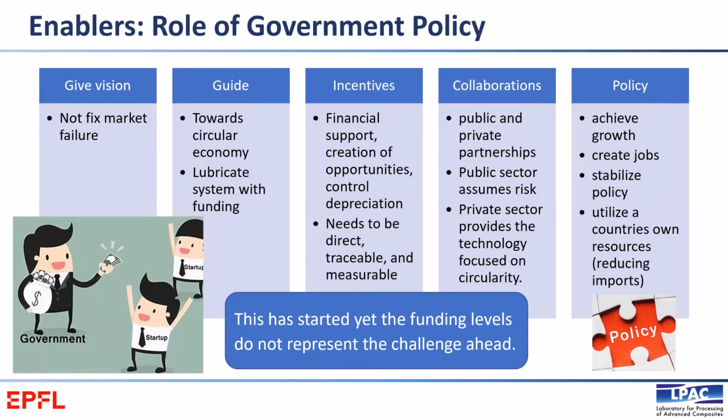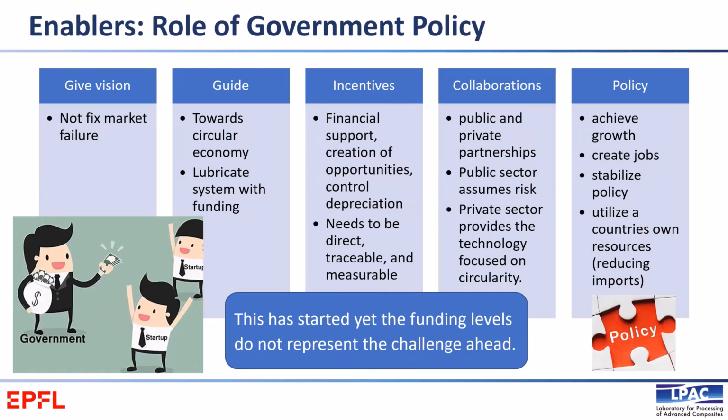His opinion of the role of government policy, and people have different ideas here. He says government should be giving vision, not fixing market failure, but giving inspiration. They should be guiding towards the circular economy. And how do you best guide somebody? Well, you give funding. Professors at EPFL follow the money. Companies follow subsidies. You lubricate with money, people will go that direction. So financial incentives, which are measurable and direct.